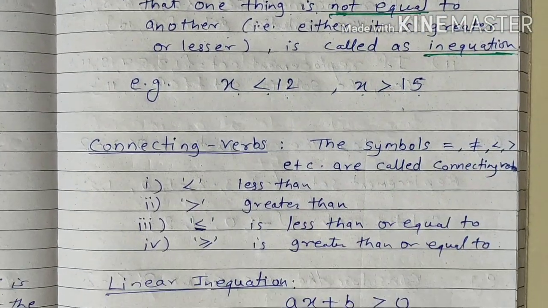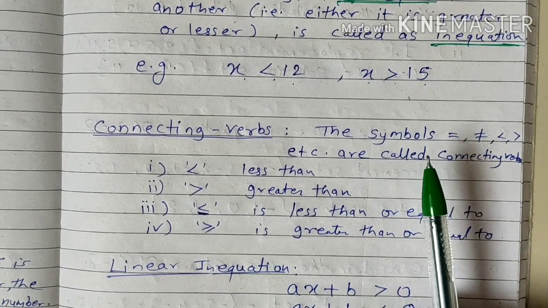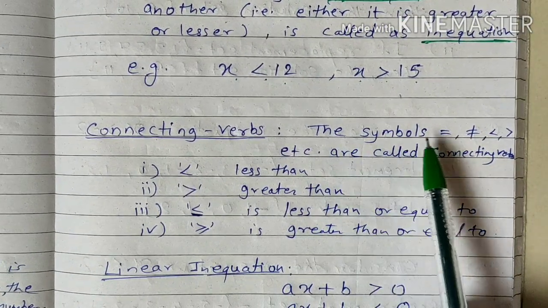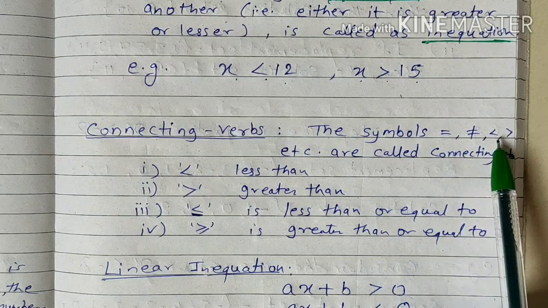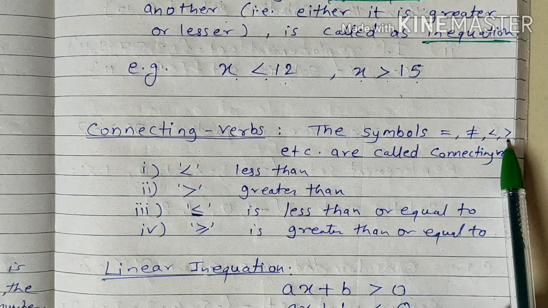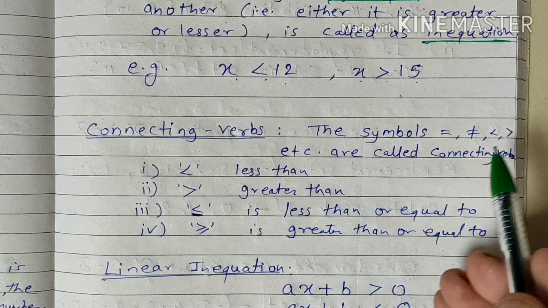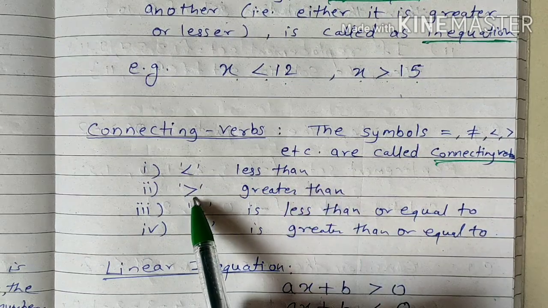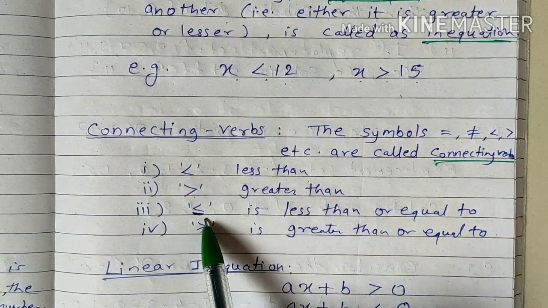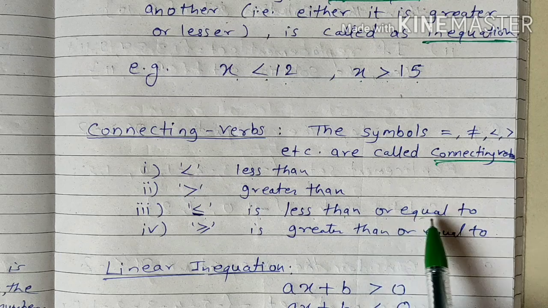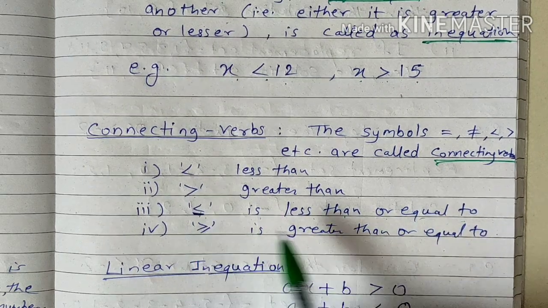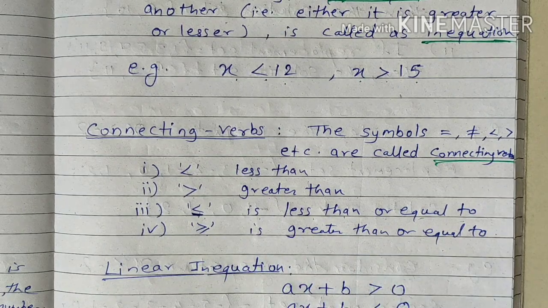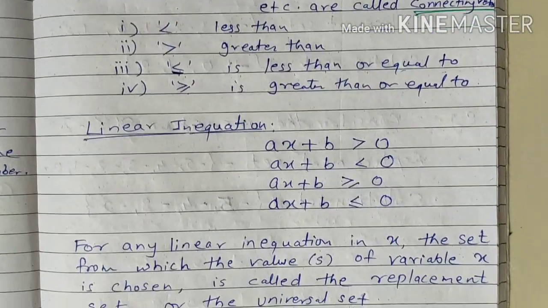Then there are the connecting verbs that we are going to use in our chapter. The symbols equals to, not equals to, less than, greater than are called connecting verbs. The first symbol represents less than, the second symbol represents greater than, the third symbol is less than or equal to, since there is the equal to sign below this, and it is greater than or equal to. These are the connecting verbs.